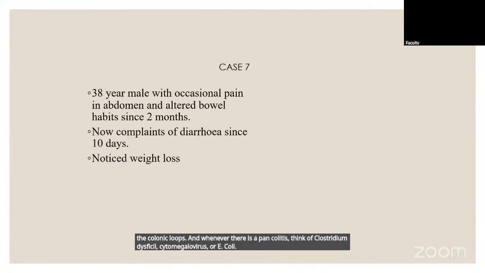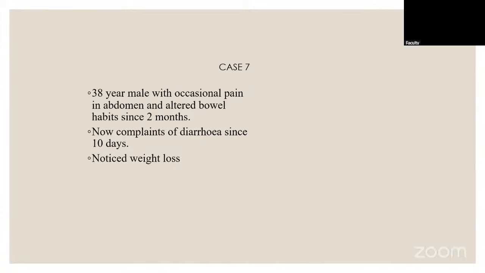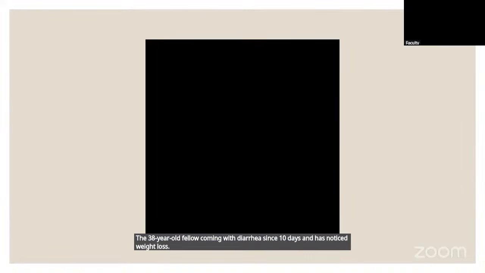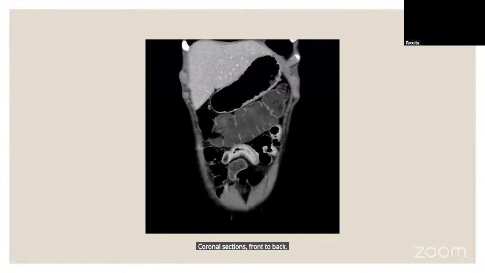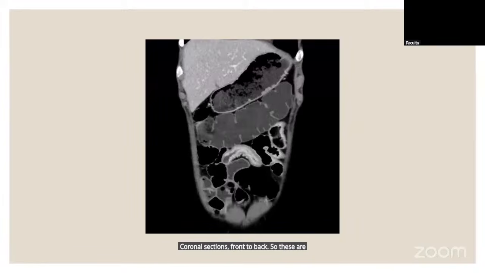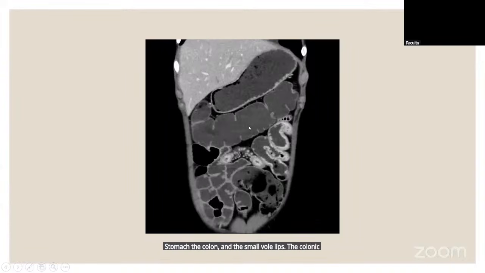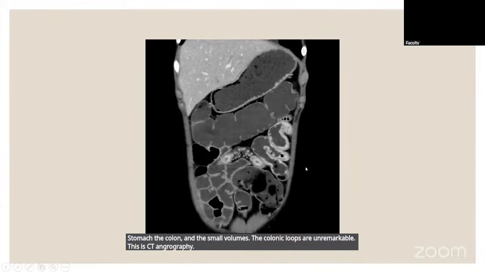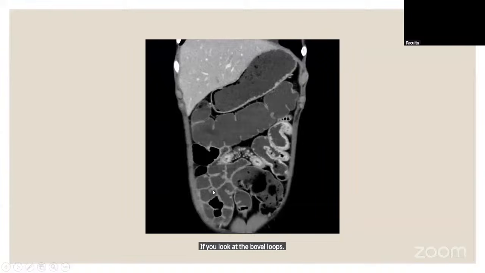A 38-year-old fellow coming with diarrhea since 10 days and has noticed weight loss. Coronal sections front to back. So these are arterial phase, stomach, the colon, and the small bowel loops. The colonic loops are unremarkable. This is CT enterography. If you look at the bowel loops, the ileal loops are looking okay.